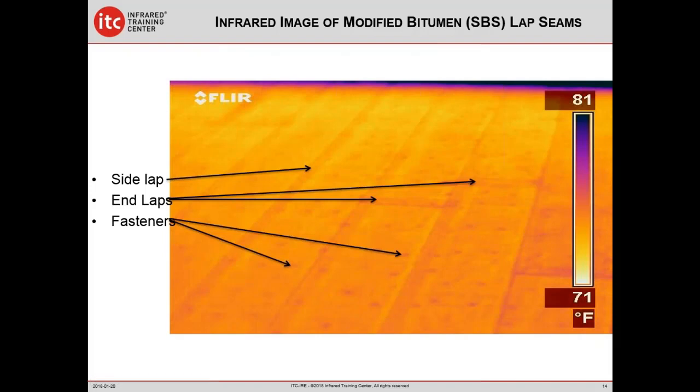So when we typically look at roof membranes, our primary objective is let's find the moisture, find the water under the membrane. But other things that we can do with this is evaluate the application. Here you see side laps, you see end laps, and you also see fasteners. So the question becomes, did we overlap it correctly? Was the nailing pattern correct? And you do see some irregular nailing pattern in this image. And these are things that we can see when we do thermography on a roof.